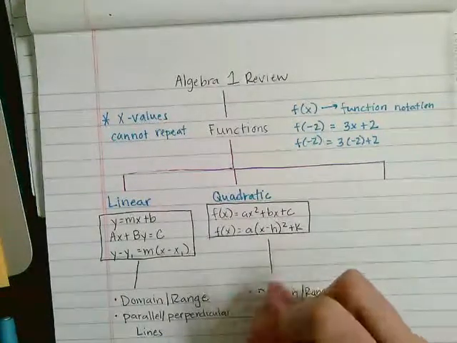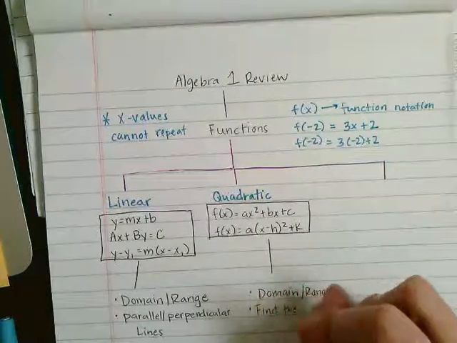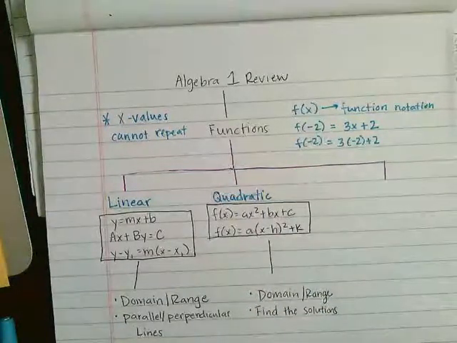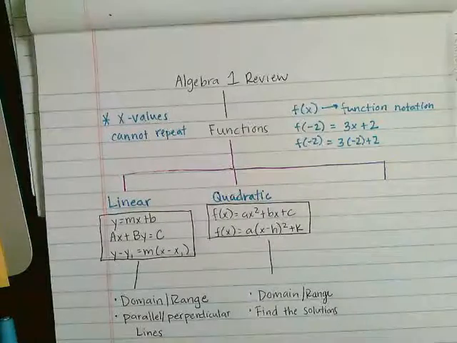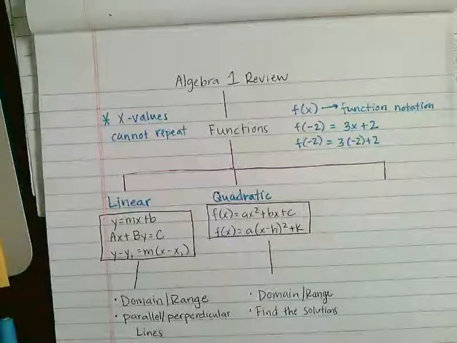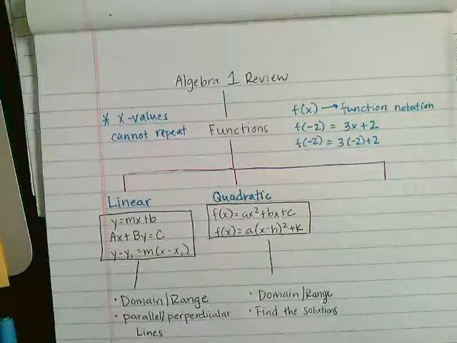Within this, you were asked to find the solutions. And we know that there are 4 different words for solutions. Solutions: x-intercepts, zeros, and roots. So you should be able to know all of those as your solutions, where it crosses the x-axis, where the function crosses the x-axis.